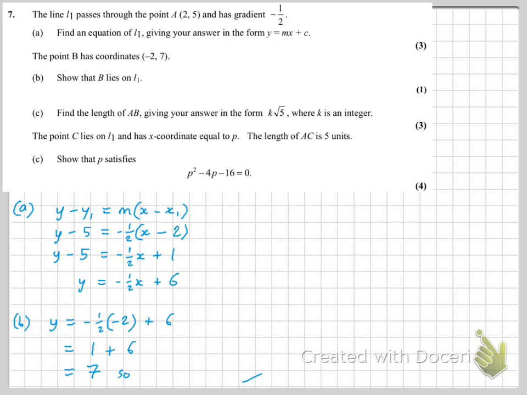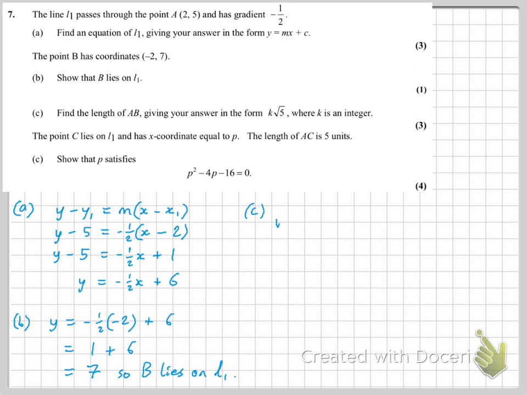Okay, part C. I go back to the end of part B. We need to conclude. So whenever you do a show that or a prove, don't just get an answer, but write down what that means. So usually it means just paraphrasing the question. So point B lies on L1.